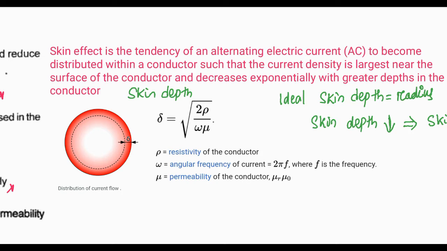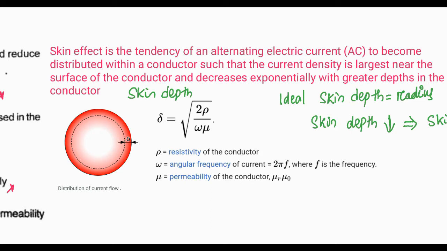Due to skin effect, the effective resistance of an AC conductor line increases. That means if we allow DC, then the current density will be equally distributed, and in case of AC it is not equally distributed. So we can say that the effective resistance in case of AC for a conductor is higher than that of DC. So this skin effect is due to the frequency of that AC.